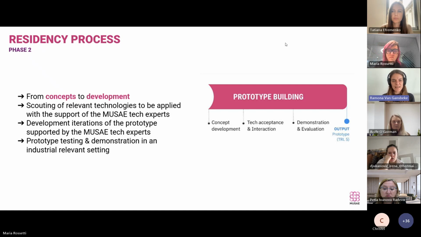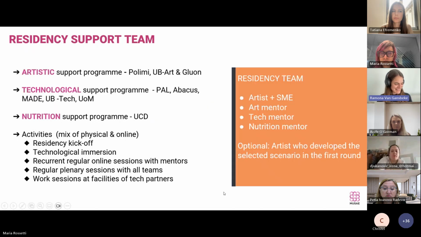So the first phase is all about research, sharing knowledge, and aims to result in a refined concept and a more concrete proposal for a prototype in the form of a product or a service to be realized in the second phase.